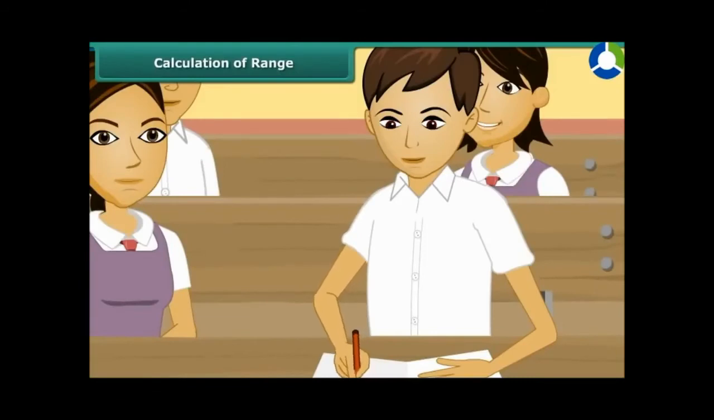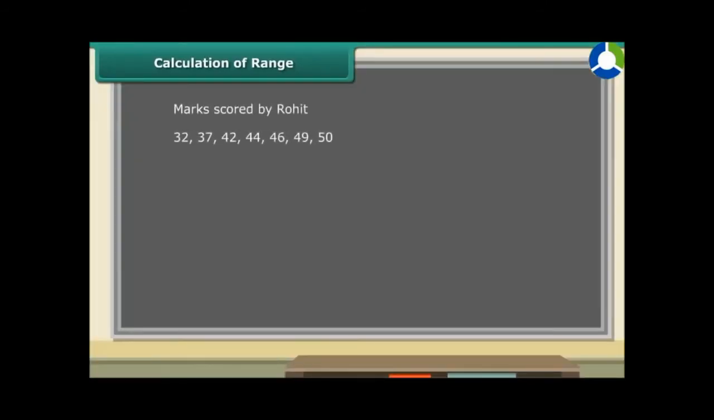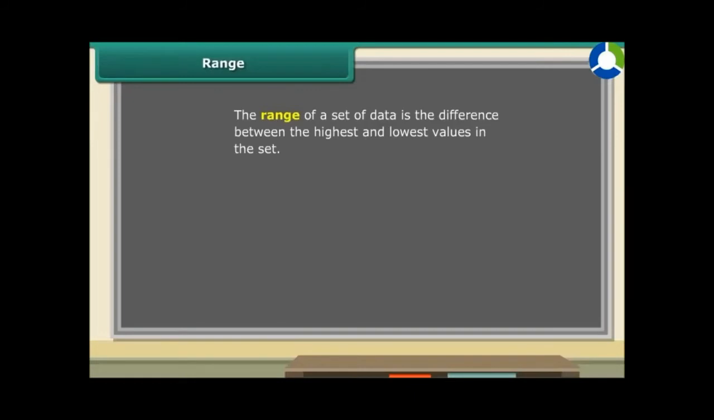Rohit is an intelligent and very studious boy in the class. He gave his maths test 7 times to improve his marks. The data shown here is displaying the marks scored by Rohit. Can you calculate the mean test marks of Rohit? Let us first add up the marks, and the sum is 300. We know he gave maths test 7 times. So the mean marks of Rohit are equal to 300 divided by 7, which is equal to 42.86.